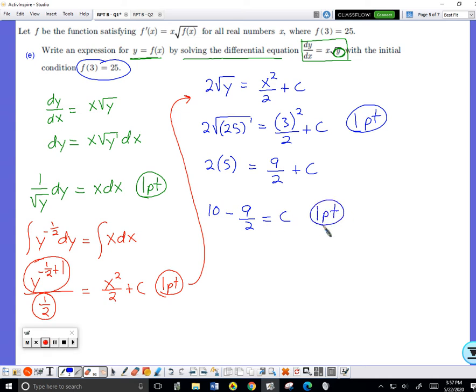Leave it like that, but for the isolate step it's a little easier to have it written differently. So let's see. This would be 20 over 2 minus 9 over 2. So 11 over 2 is C. So next step is the isolate step. Let's copy this over.